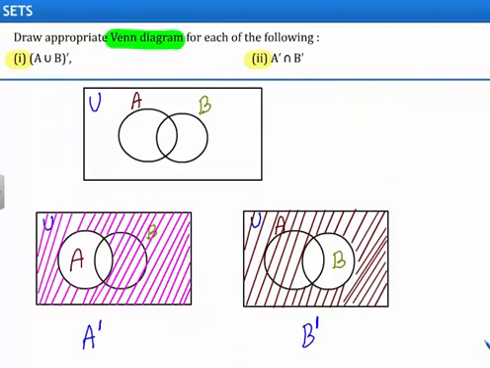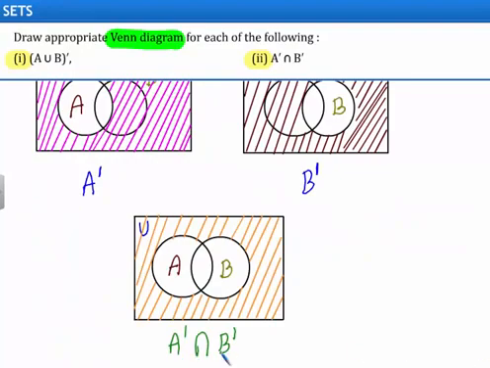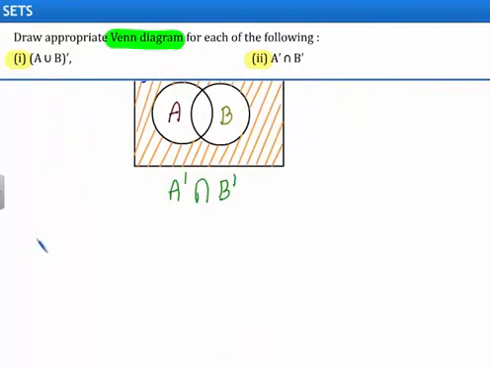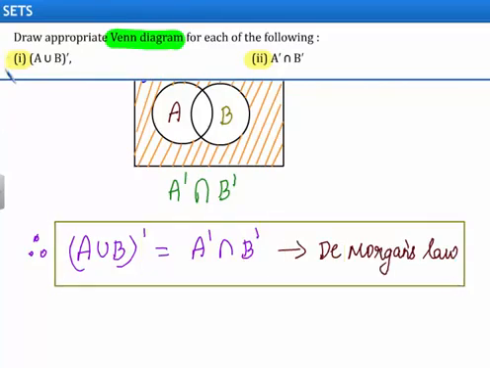Here we can observe that the Venn diagram representation of complement of A union B and A complement intersection B complement is the same. Therefore, we can say that complement of A union B is equal to A complement intersection B complement. This is one of De Morgan's law. This completes the solution.